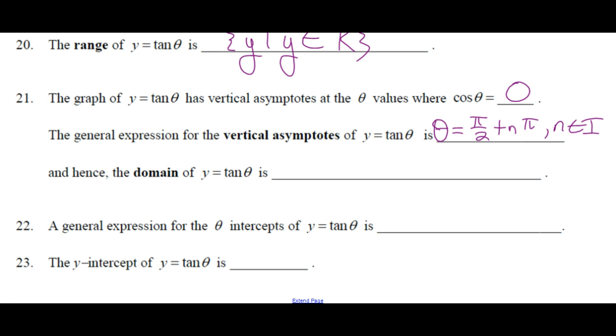So what we do, if we're listing something like this, a general thing, go for the first positive one. Theta is pi over 2. And then how far apart are they? They're pi units apart. So it's theta equals pi over 2 plus n pi. So that's where the asymptotes are. What does that mean the domain is then? Yeah, so it's all theta such that theta is not equal to. The asymptote is where it is equal to. The domain says you're not allowed to be equal to. So theta is not equal to pi over 2 plus n pi, where n belongs to the integers.